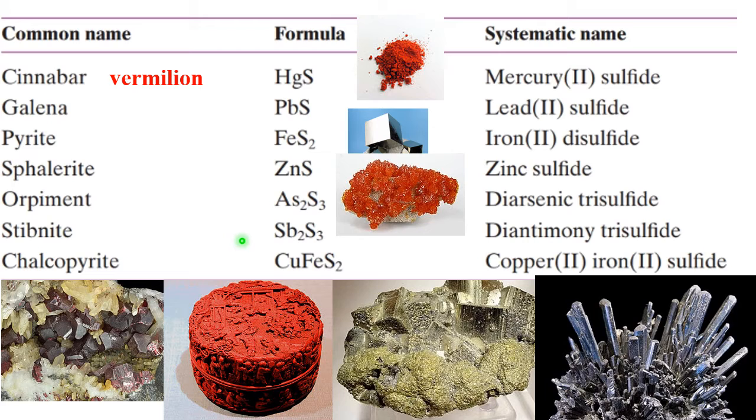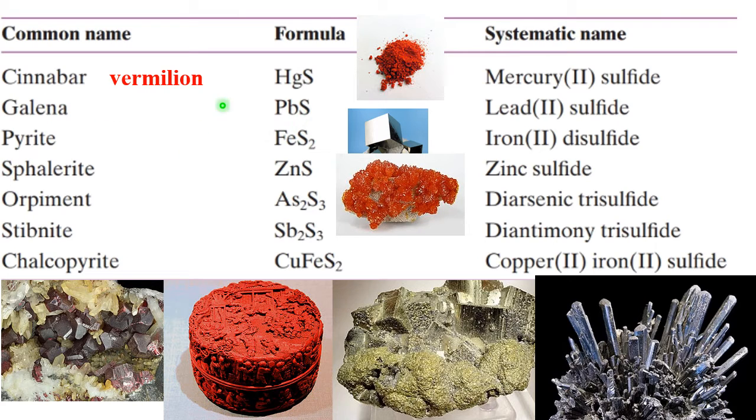Many of them are brightly colored, and that's why they are interesting and were known to humans for millennia. Very beautiful red pigment, cinnabar or vermilion, this red. There is an old Chinese carved artifact made of vermilion. It's fantastically toxic, but very beautiful.